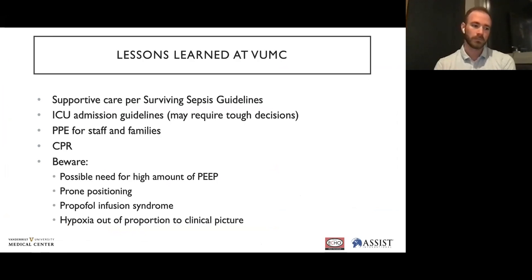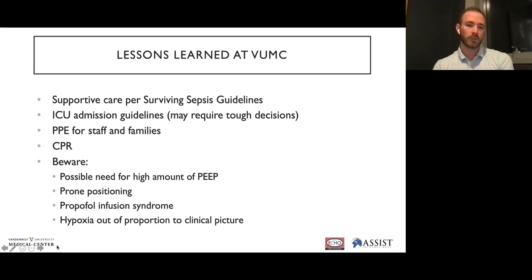Definitely want to stick with that. ICU admission guidelines, as unfortunately we're probably all too familiar with, may require tough decisions. The Society of Critical Care Medicine lists these patients into 3 groups: patients that would benefit from the ICU, those that are simply too sick, and discussions of further care may be warranted, goals of care discussions, or simply those patients who are too well and don't require the ICU.